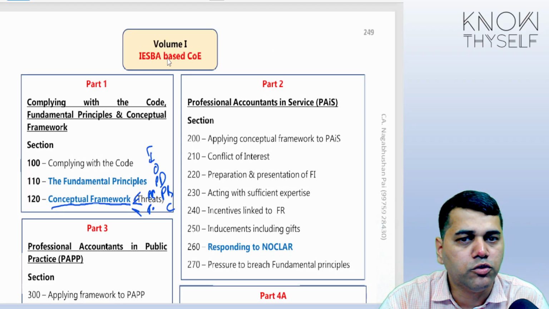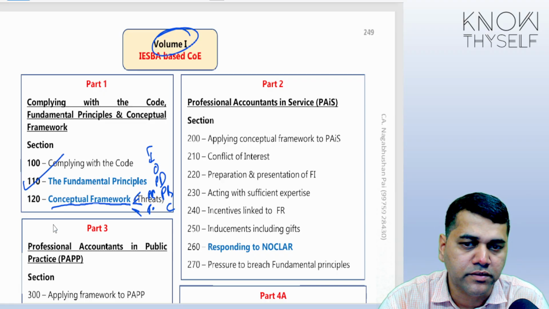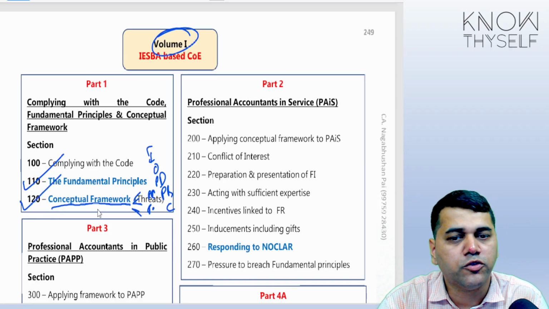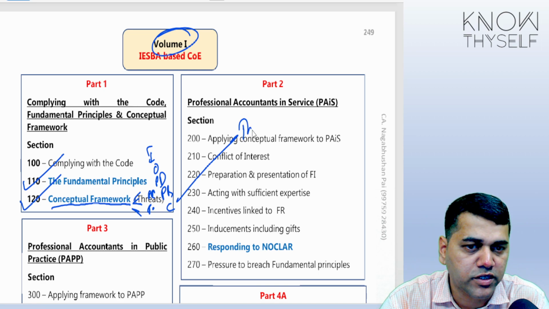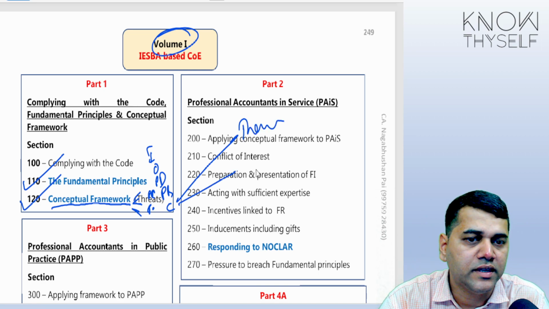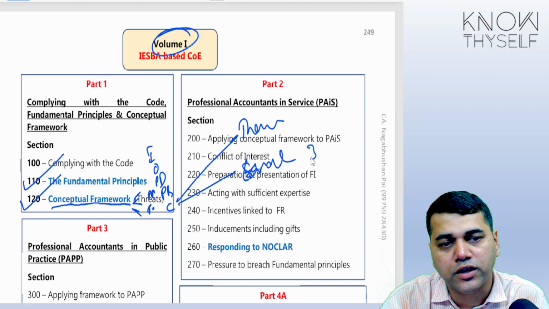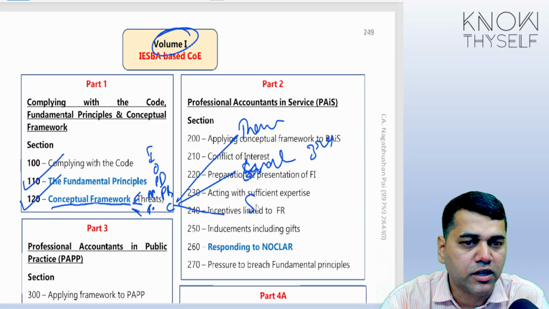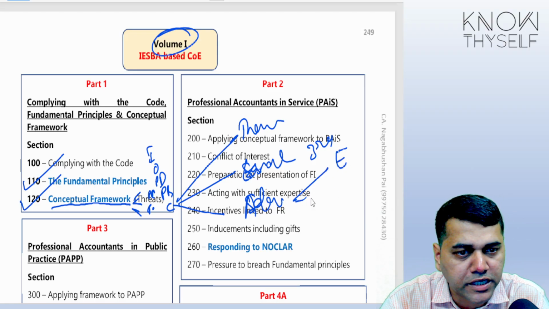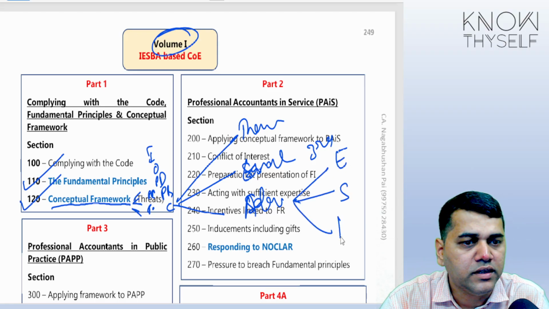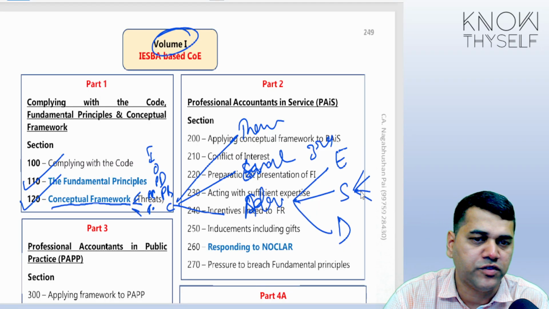So we were talking about Volume 1, where we spoke about the fundamental principles, and then we spoke about the conceptual framework. The conceptual framework first talks about the different types of threats, then the evaluation of the threat as if you are a third party, and then the addressing of the threat. Addressing of the threat can happen through elimination, safeguards, or declining. Safeguards can be different for different types of threats.